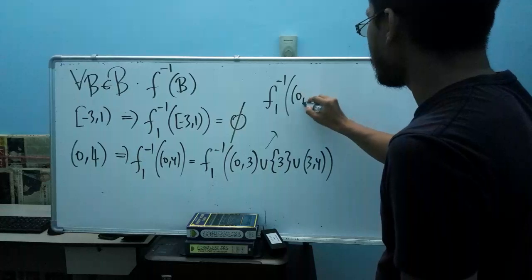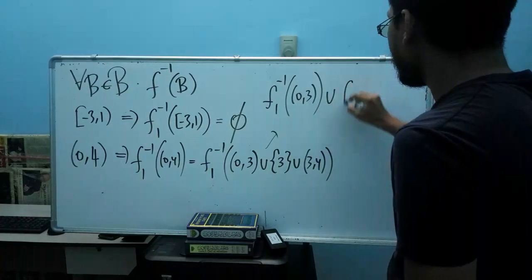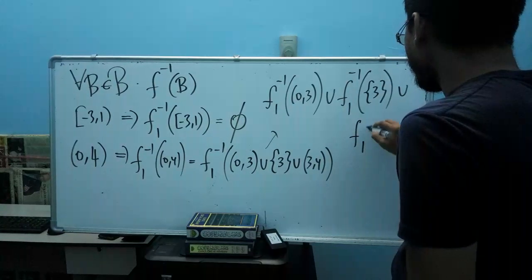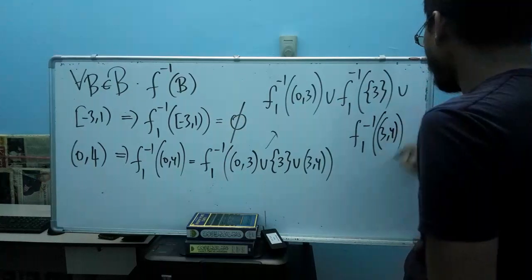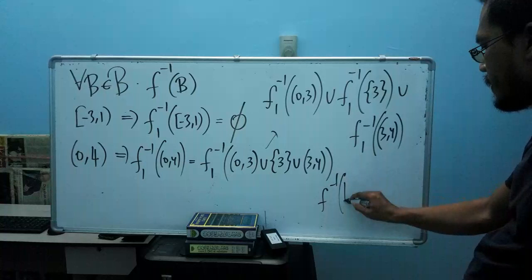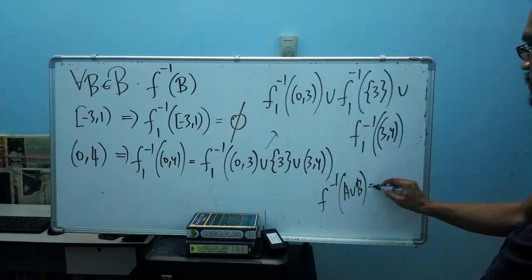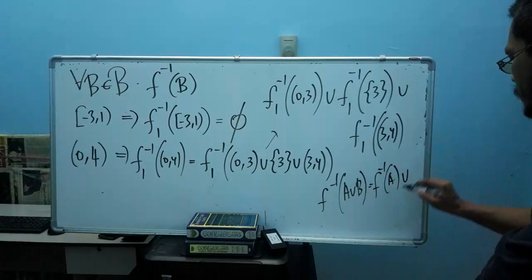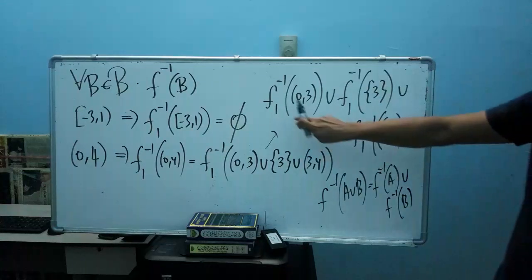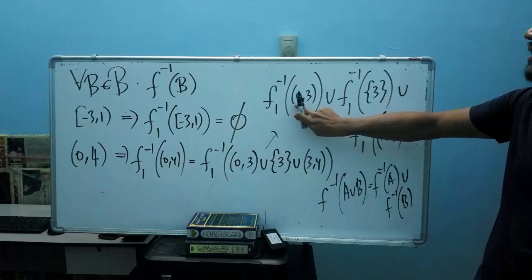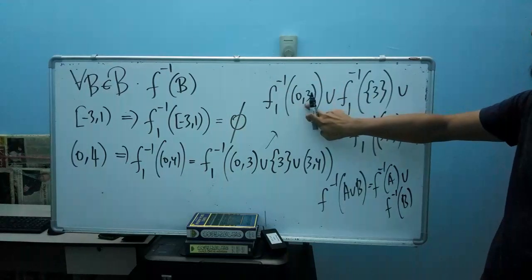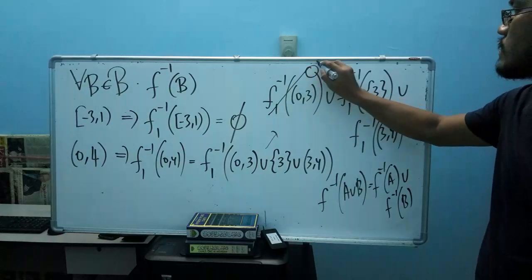We have this property: f1 minus 1 of 0, 3, union f1 minus 1 of 3, union f1 minus 1 of 3, 4. The property says that the pre-image of A union B equals the pre-image of A union the pre-image of B. Therefore, what is the pre-image of the interval, this Borel set, 0 and 3? You consider the pre-image of all values in this interval. Of course, this interval doesn't have 3, right? So this is equal to the empty set.